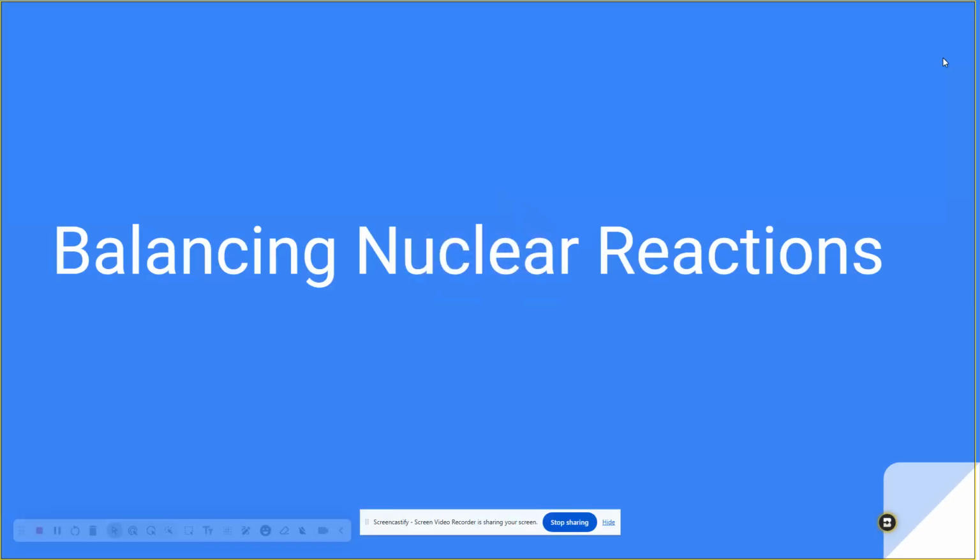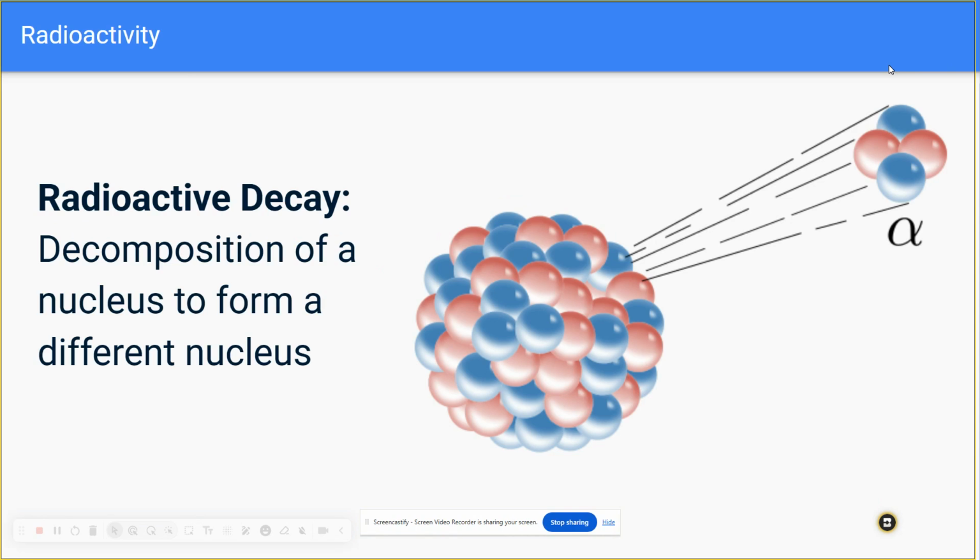In this video, we'll discuss how to balance nuclear reactions. First off, let's talk about radioactivity or radioactive decay, which is simply when a nucleus breaks apart or decomposes and a new nucleus is formed. Not only is a particle emitted, but this nucleus has a different mass and a different identity. It'll be a different atom altogether.